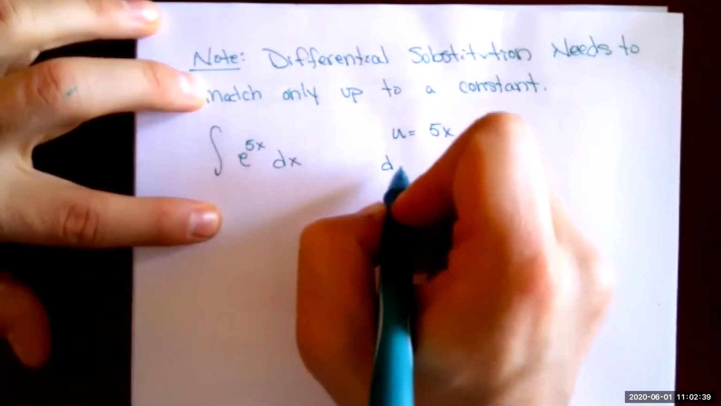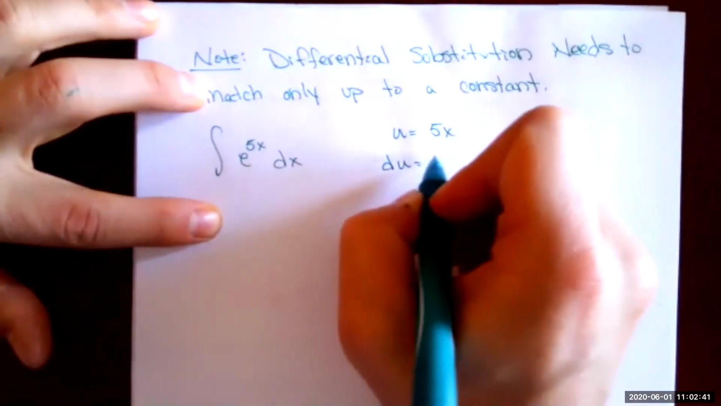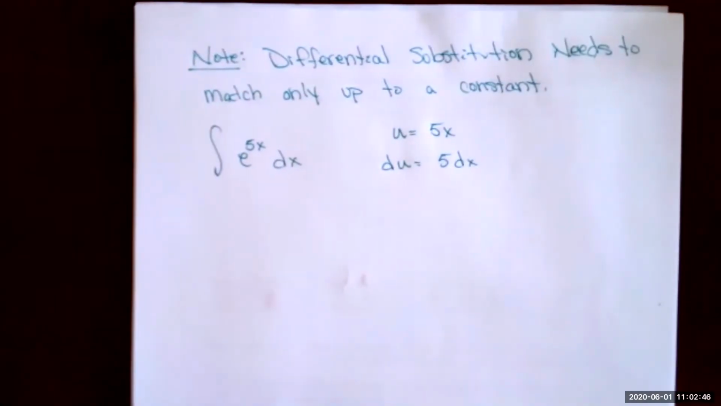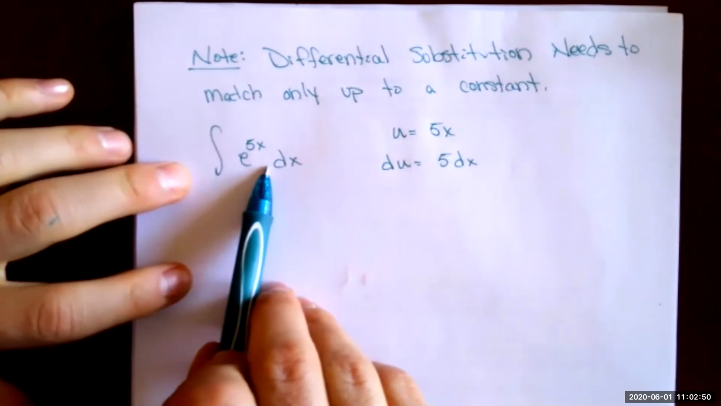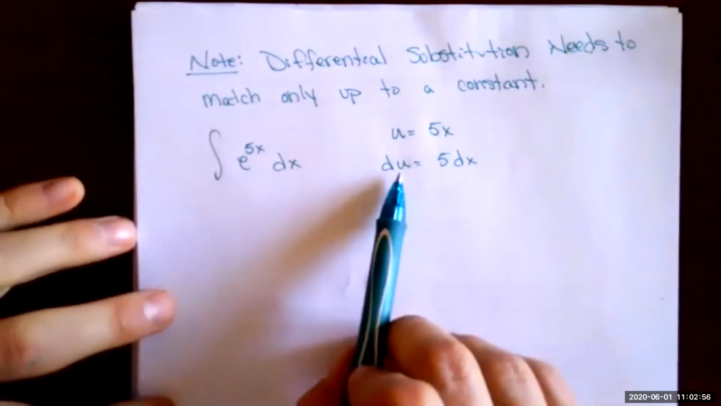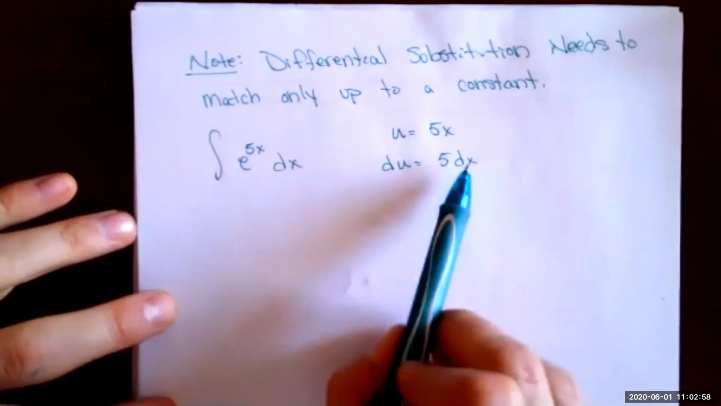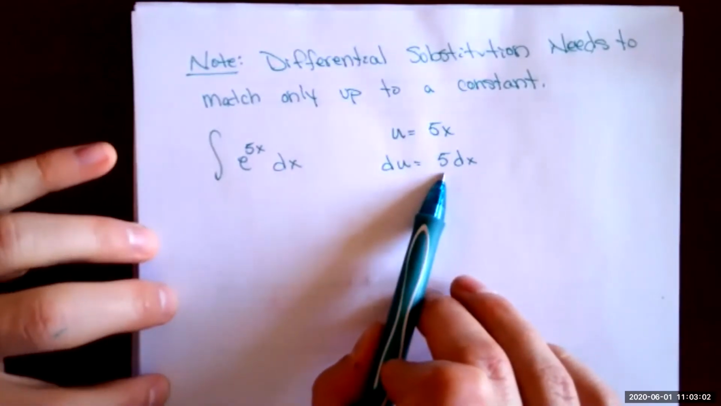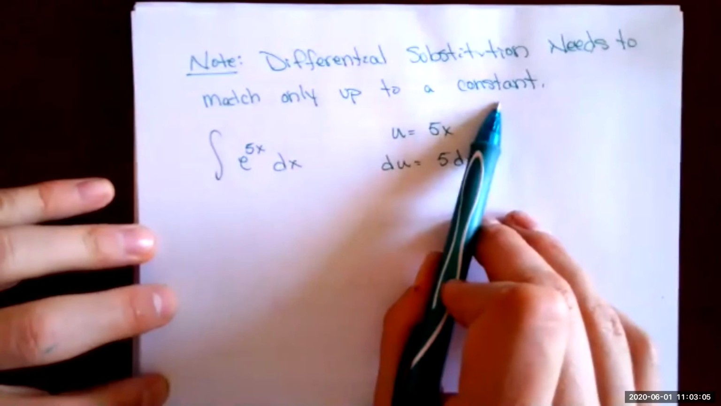But what does this mean? This says that du is 5 dx. So there's a little bit of a problem because there's not a 5 dx here, and there's not a 5 anywhere written in the problem statement. But there's a du and dx, and they're related. They're equal up to multiplication by a constant. So that's what I mean. They need to match up to a constant.